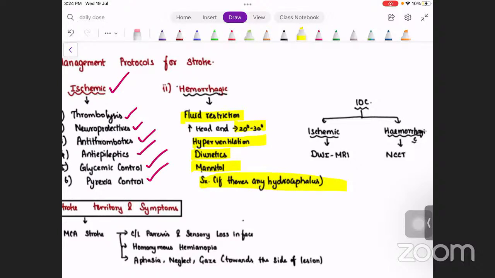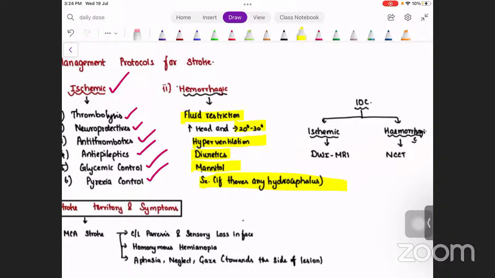So a patient comes to you with unilateral weakness and you see there is a deviation of the angle of the mouth. You admit the patient in the ED, evaluate him, and find it is an ischemic stroke. What is the next thing you will do? Try to thrombolyze. If thrombolysis is not possible, immediately add neuroprotectives, anti-thrombotics and anti-epileptics, all three, and then follow glycemic control and pyrexia control immediately.